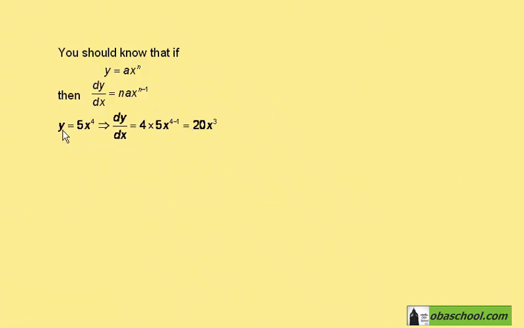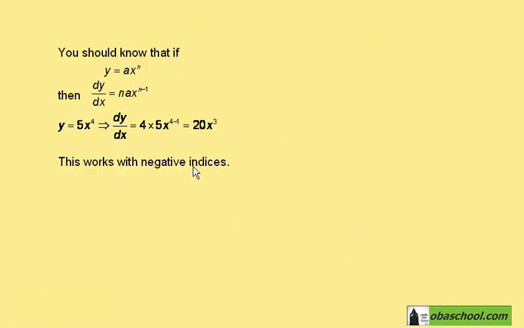So, if we had y is equal to 5x to the power 4, dy dx would be the 4 drops down in front and multiplies the 5, so we get 4 times 5, and the power is reduced by 1. 4 5s are 20, 4 take away 1 is 3, so the result is 20x cubed.